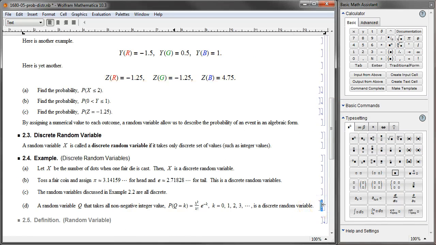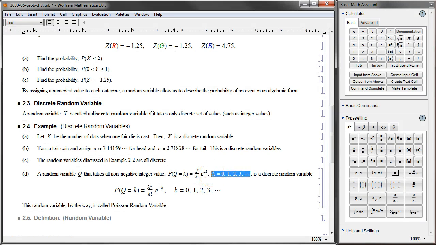Next example, this one is a little bit more interesting because we can consider infinitely many different values. We can take any non-negative integer value: 0, 1, 2, 3, 4, 5, and so on and so forth. However, they're all discrete. This kind of thing is an example of a discrete random variable too, even though there are infinitely many outcomes.